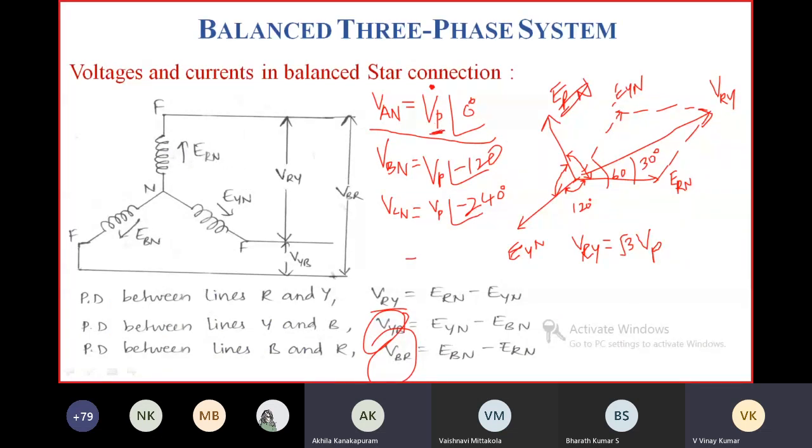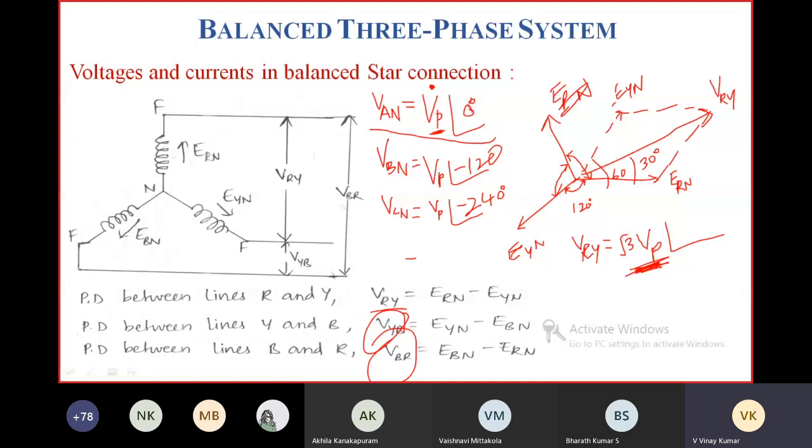So now VP is the magnitude of phase voltage, and the magnitude of line voltage will be √3 into VP, because line voltage is √3 times phase voltage. Okay. Now coming to phase angle. It is √3 times the magnitude of phase voltage only, right? This is the magnitude of line voltage. Coming to phase angle, what will be the phase angle?